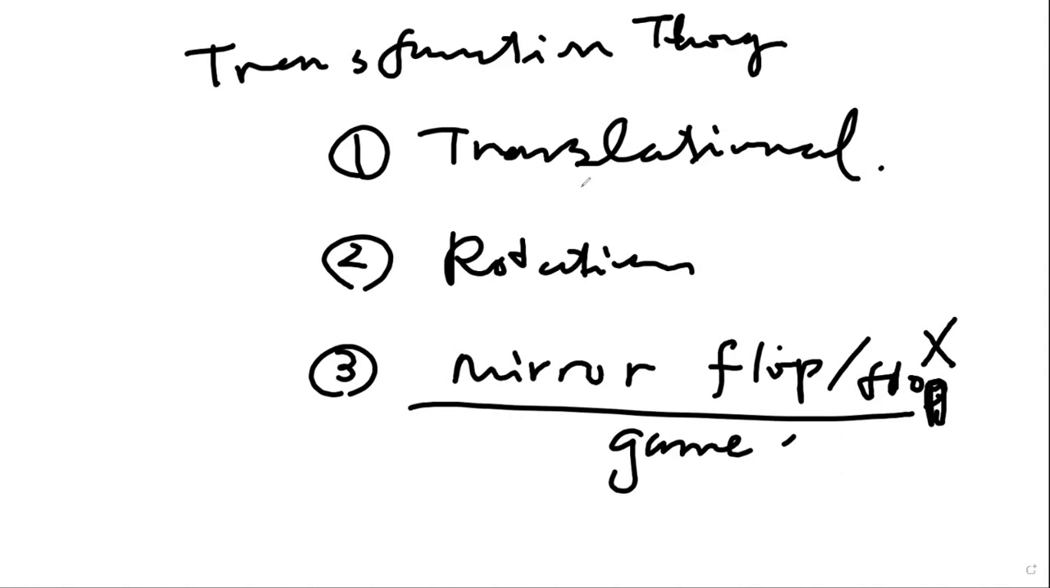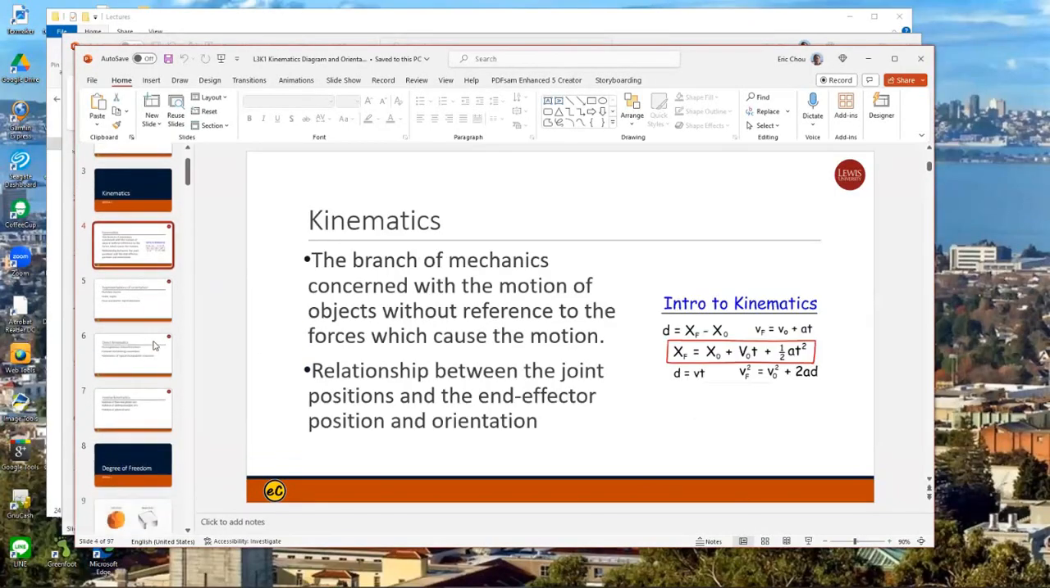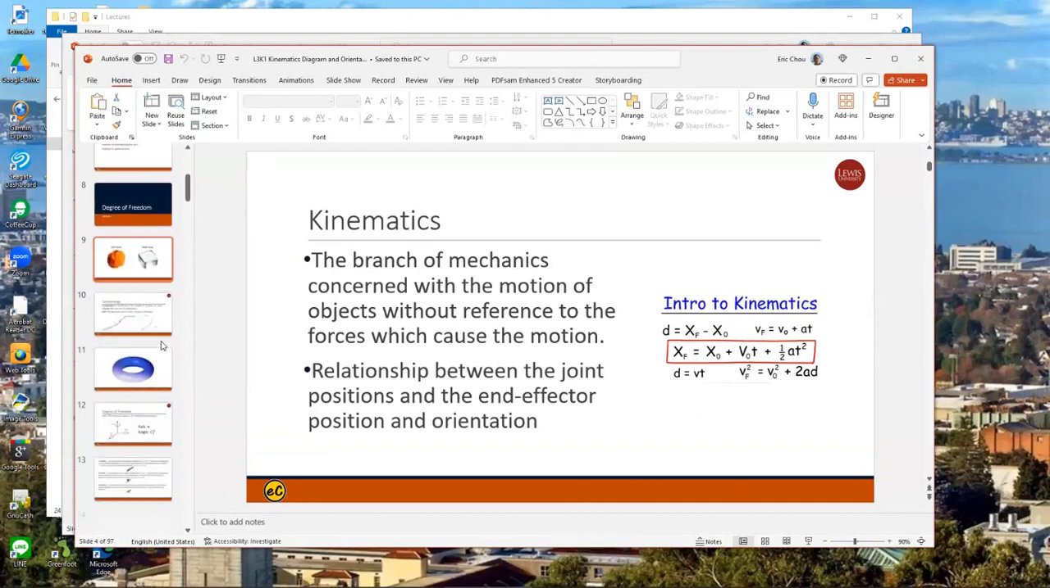Okay, but a game is also a modeling of some virtual reality. So basically, it's the same theory. But because we are doing robotic control, it's more on a different topic: translational transformation and also rotation. Okay, so let's see.